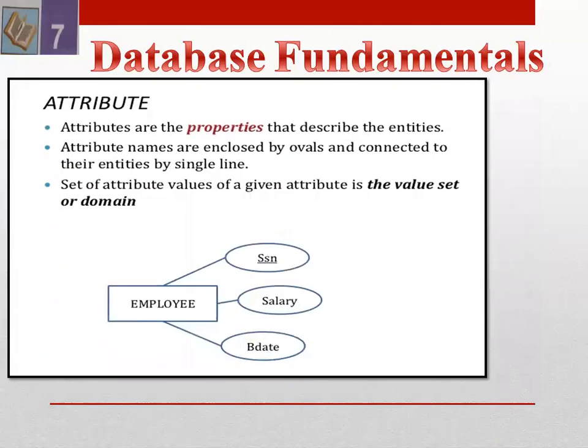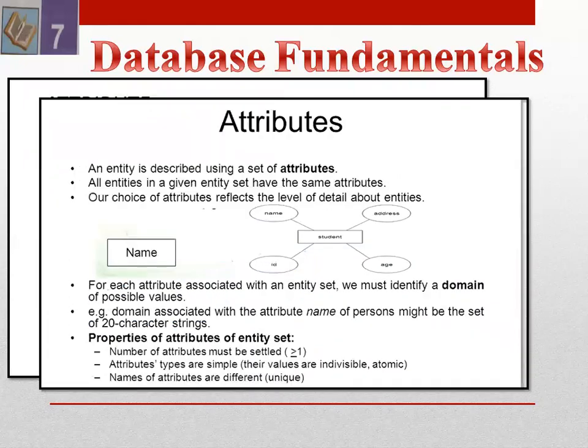Attributes are the properties that describe the entities. Attribute names are enclosed by ovals and connected to their entities by a single line. The set of values of a given attribute is a value set or domain. Here on your screen, we have one more example. The entity is employee and the attributes are SSN, salary, and birth date. You can represent your attributes with the help of the oval shape, and you can connect them by a simple line.